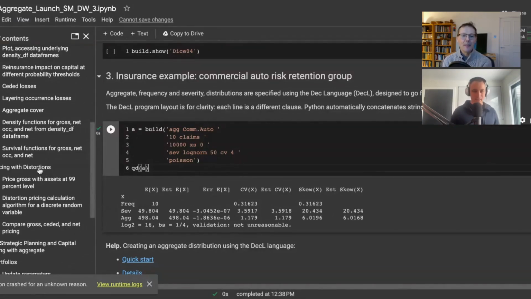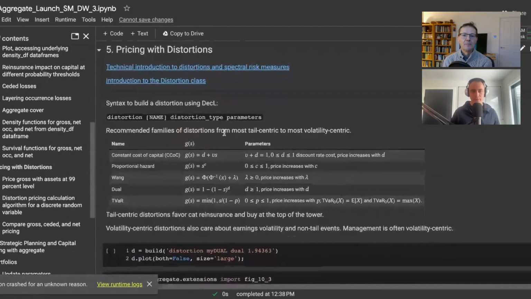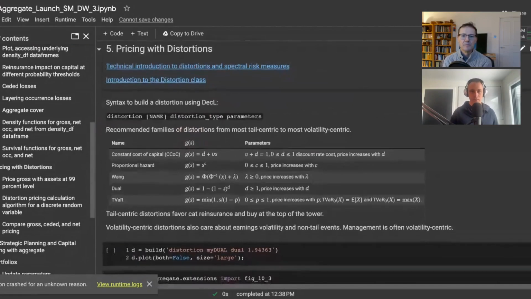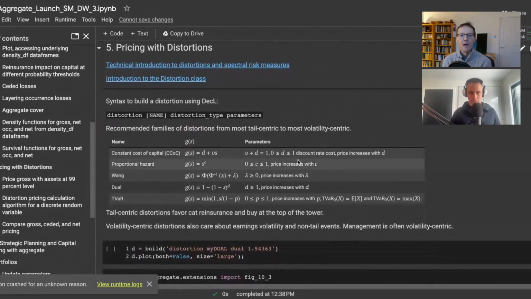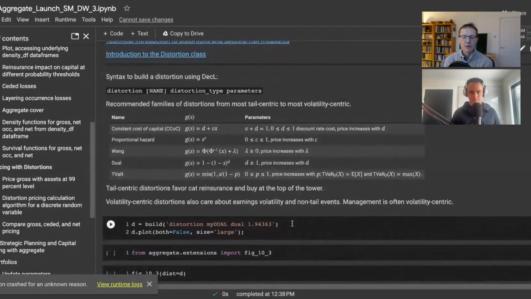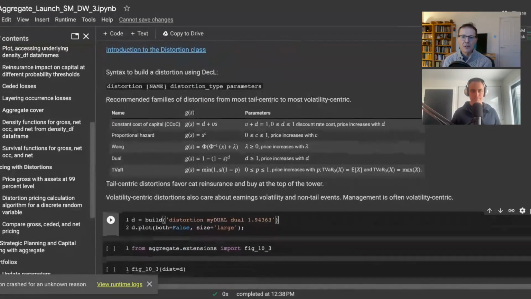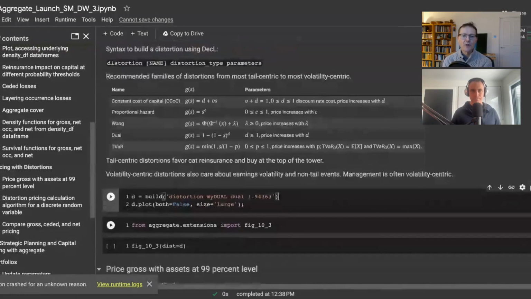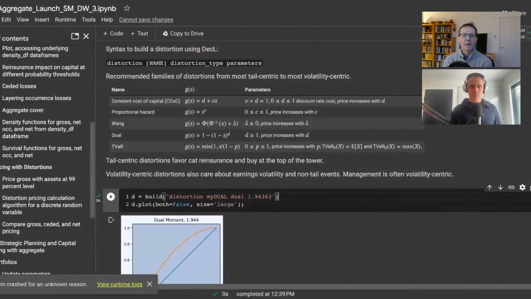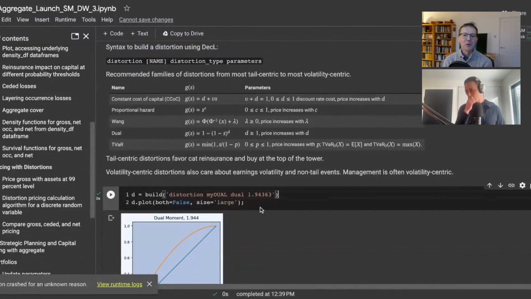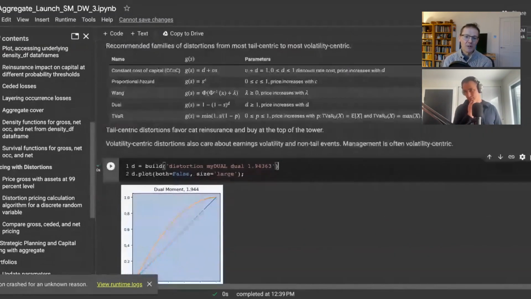And so we will teleport ourselves down the notebook to straight away starting to price with this little portfolio that we've built. Yeah. So I think we covered this last time, but probably good just to refresh. There's a lot of things here. So these distortion functions, if you just execute that guy, there's a list in that little table there of my usual suspect distortions, right? The constant cost of capital distortion, the proportional hazard, the Wang, the Dual, and the TVaR. They all look something like this.